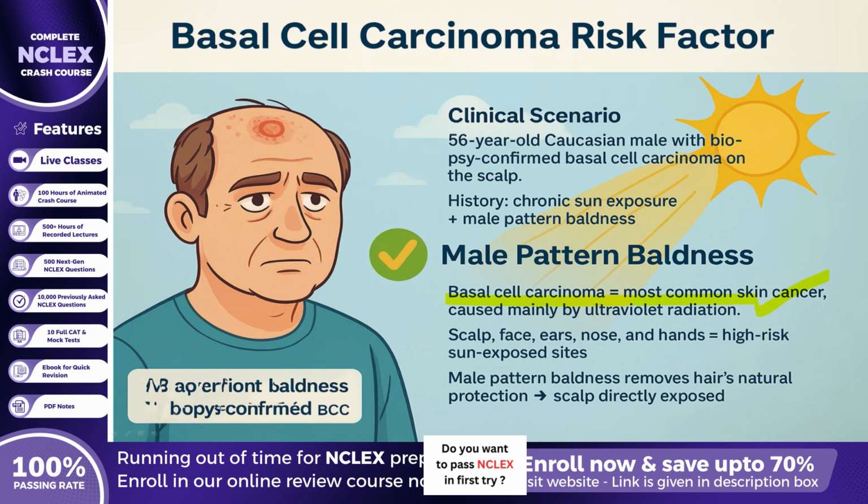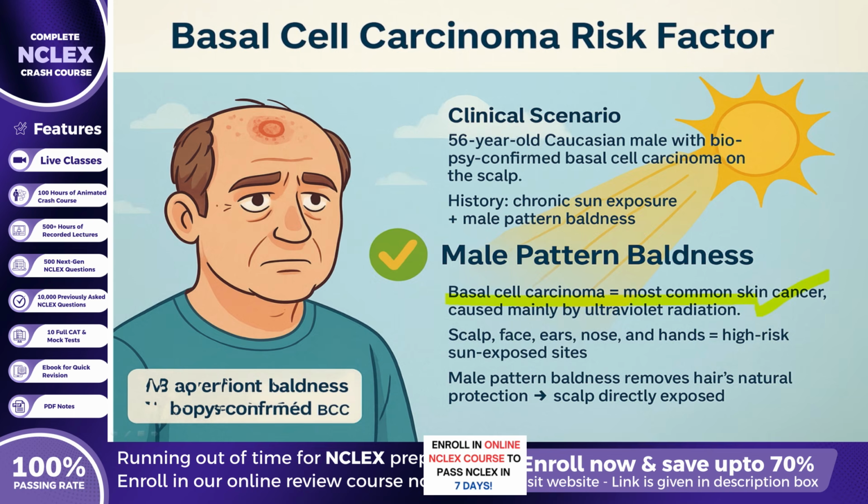exposed to sunlight. Male pattern baldness removes the hair's natural protection, leaving the scalp vulnerable to direct ultraviolet damage. In fair-skinned individuals, this leads to DNA mutations in basal keratinocytes, particularly affecting tumor suppressor genes such as P53, which significantly increases the risk of basal cell carcinoma.